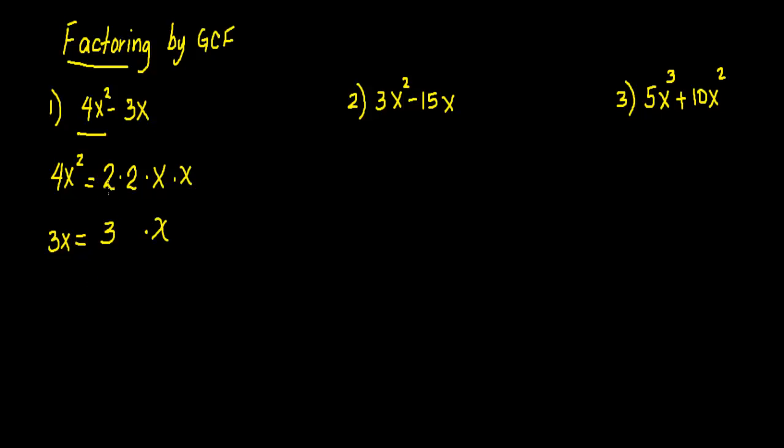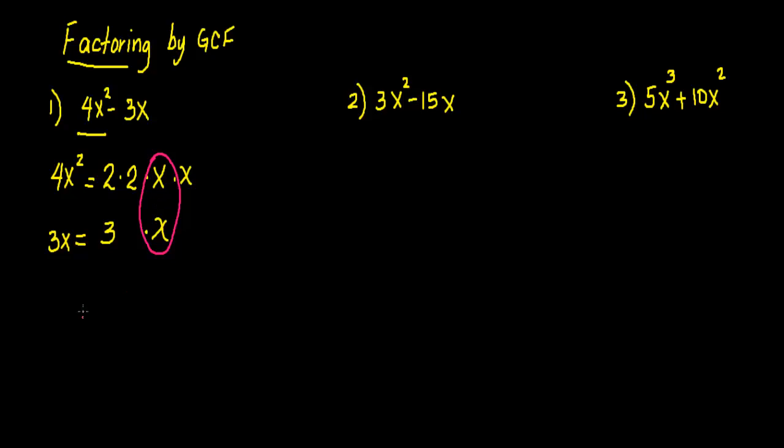What do I do next? I look for common factors. That means, what factors do I have in the first term that are repeated in the second term? Well, none of the numbers I have. I don't have a 2 here. I don't have a 3 up here. I do have x's as a common factor between both terms. So this is the common factor, and it's the only common factor.